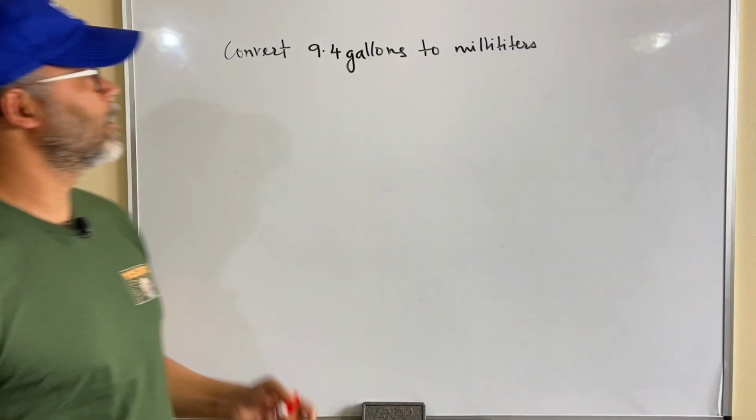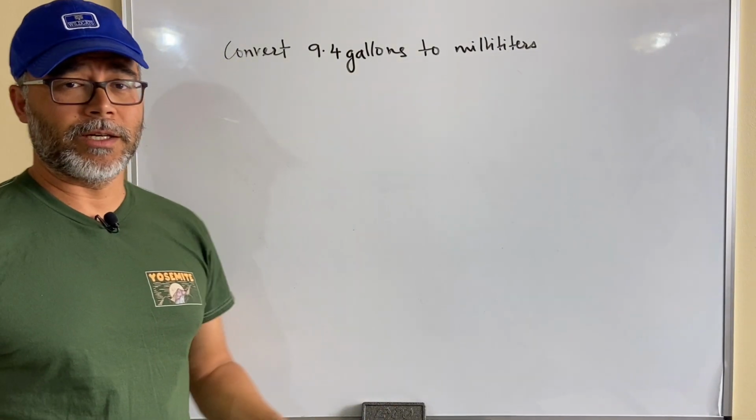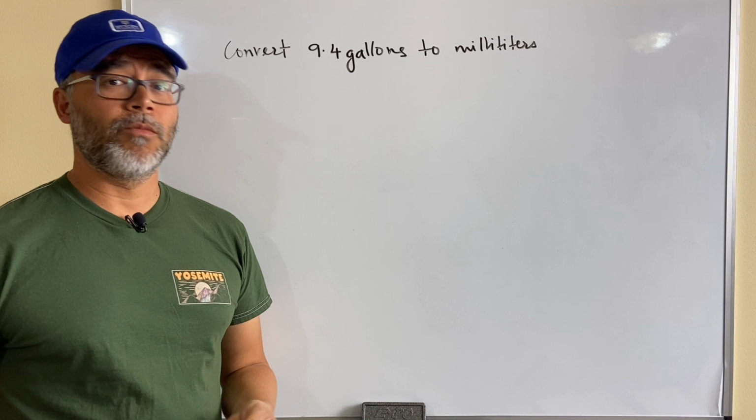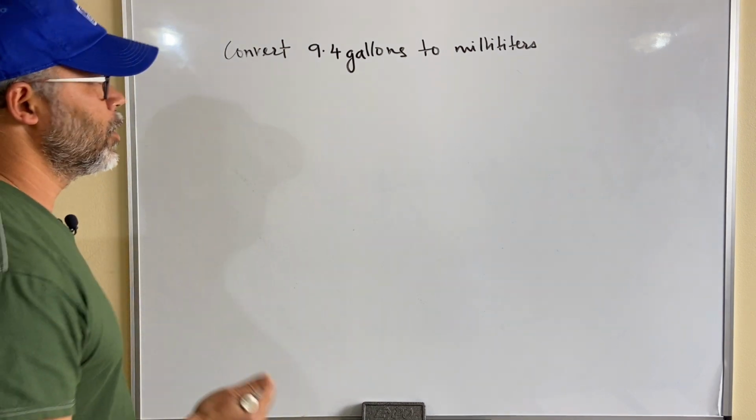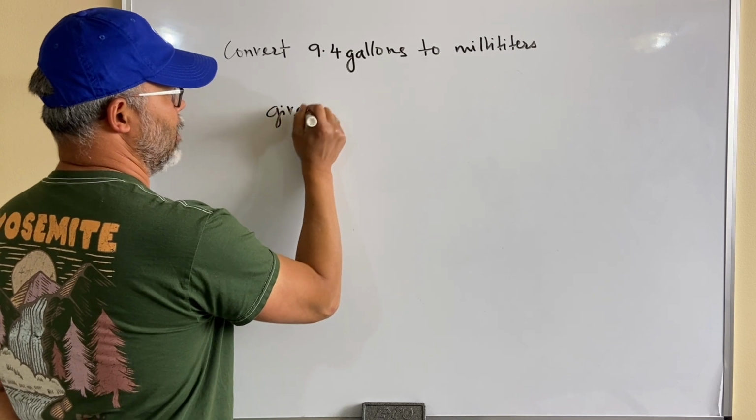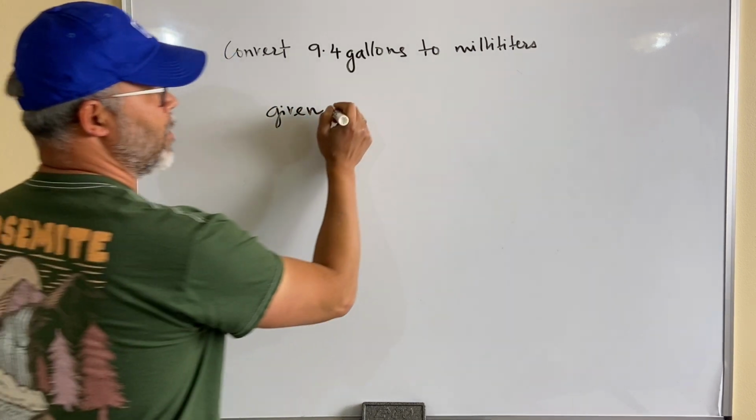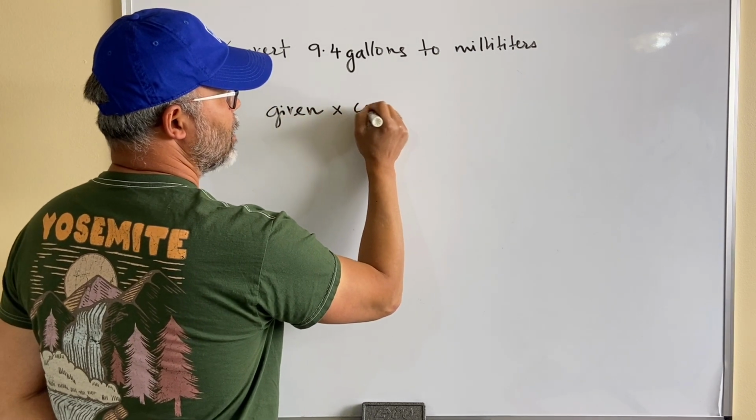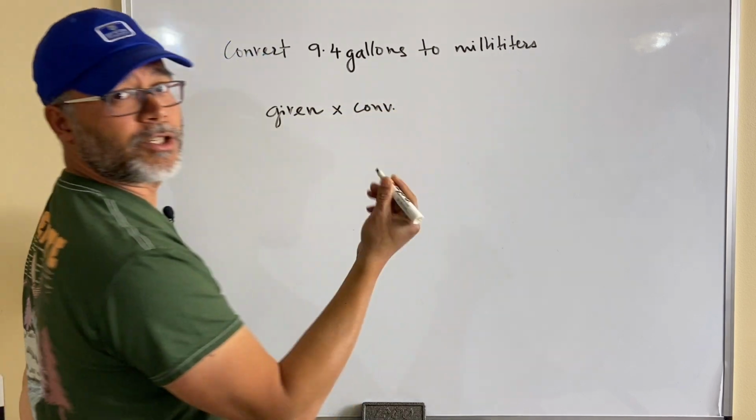Let's take a look at how to convert 9.4 gallons to milliliters. In this, we're going to need more than one conversion factor. So the plan here is to write what's given to you, and remember, you're going to multiply it by however many conversion factors you need.